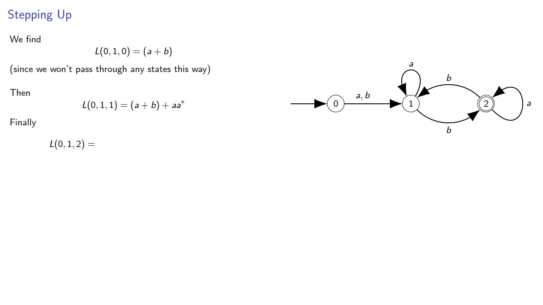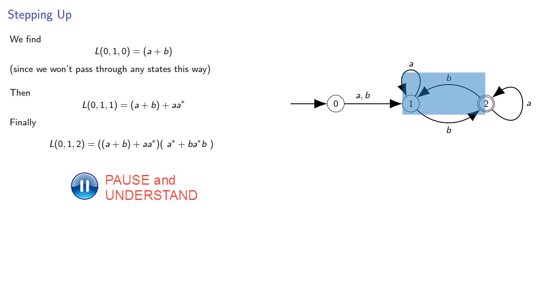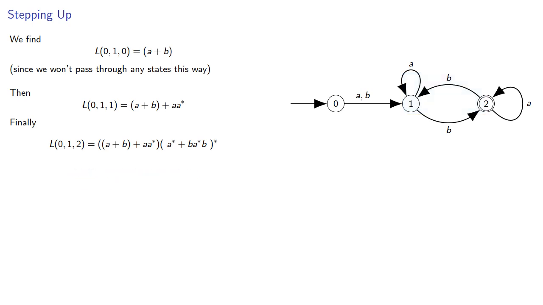Finally, L_{0,1,2}, that's from state 0 to state 1, passing through no state numbered higher than 2, which is all states, and so we get everything we had before, which will take us to state 1, but because we can also go to state 2, we can follow this with an additional string. So we can loop by using A as many times as we want. We can also take B to 2, loop around 2 as many times as we want by repeated A's, and then take B back to 1. And we can repeat this grand loop as many times as we want.